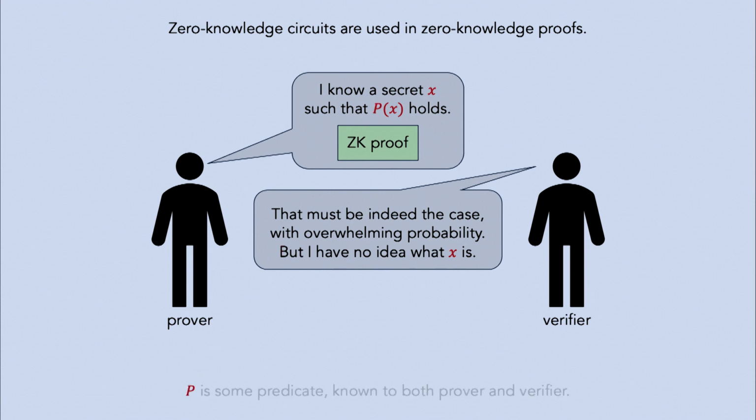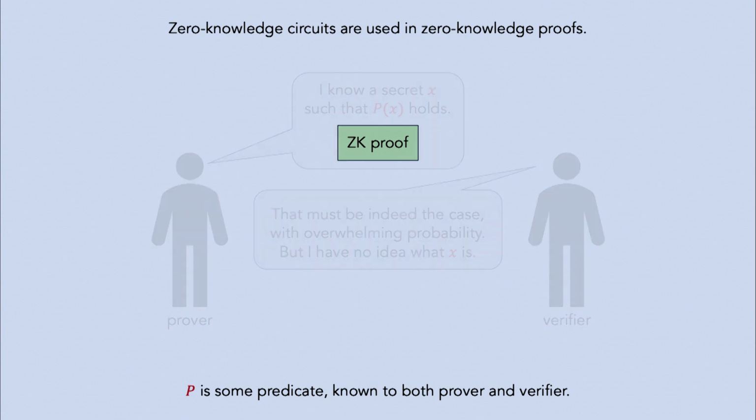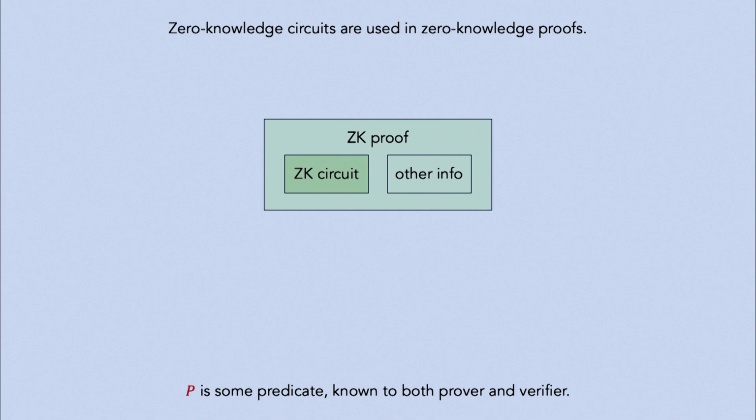On the other hand, the predicate P, the property, has to be known to both prover and verifier, because they must know what they are talking about, what the proof is about. And that's where the zero-knowledge circuit comes into play, because if we look inside a proof, we'll find a circuit. There's also other information that doesn't concern us here, but the role of the circuit is that's how P is represented in the proof. So it defines the predicate P.